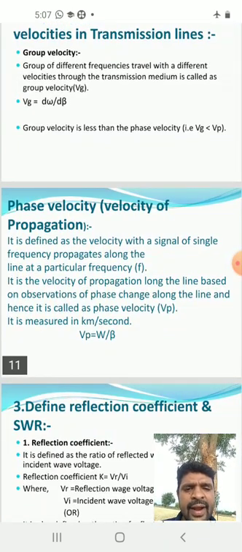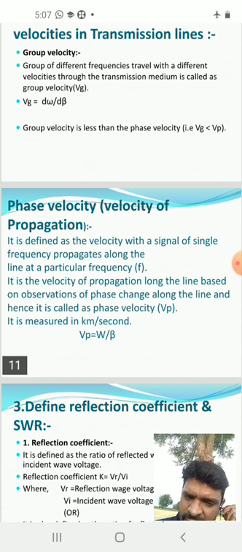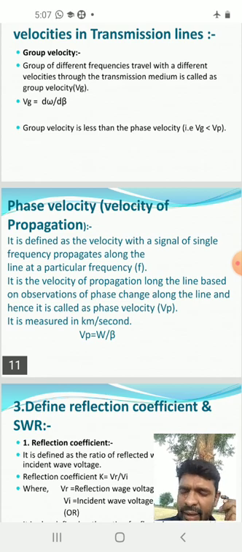Phase velocity. It is defined as the velocity at which the signal of a single frequency propagates along the line, or any phase change along the line in a transmission line, with velocity Vp. If the wave travels in the transmission line, the wave changes its phase, and the velocity of this phase variation is called the phase velocity of a single wave. It is indicated by Vp. Vp equal to omega by beta.